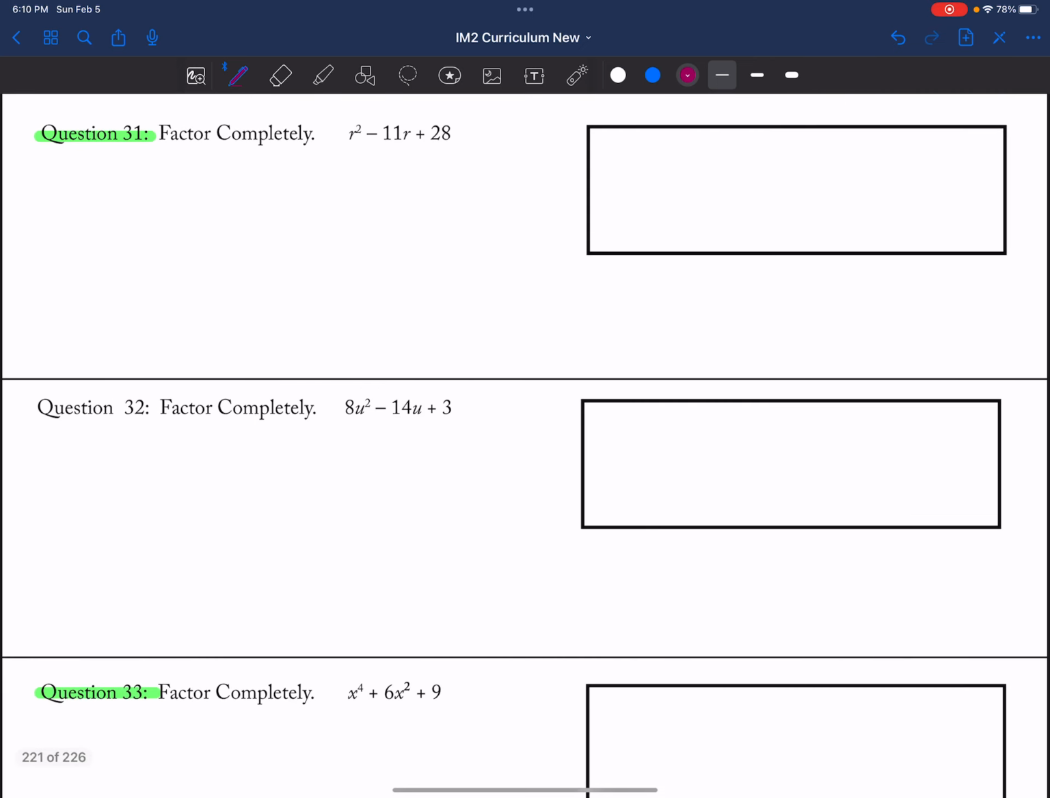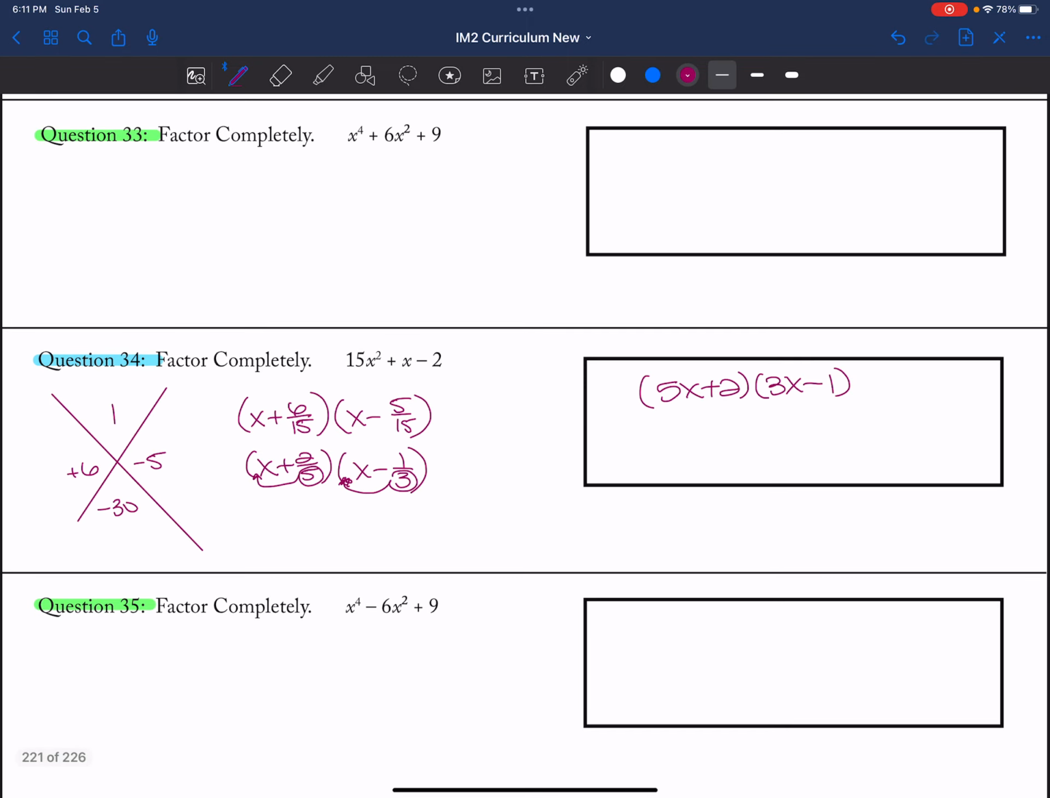Okay, so it's 29, 31. Again, the diamond: negative 11 on the top, 28 on the bottom, so negative 7 and negative 4. So r minus 7 and r minus 4. Those are really big parentheses.